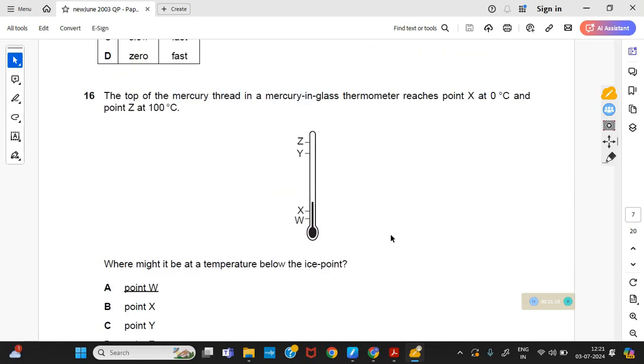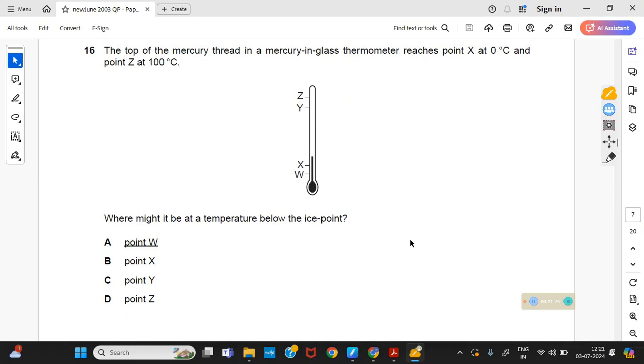The top of the mercury thread in a mercury in glass thermometer reads point X at 0 degrees centigrade, and point Z is 100 degrees centigrade. Where might it be at a temperature below the ice point? So we know that 0 degrees centigrade is the ice point X, and the right answer is point W.